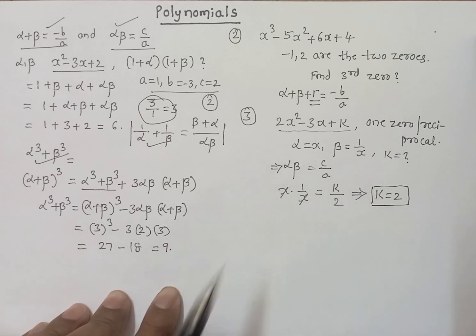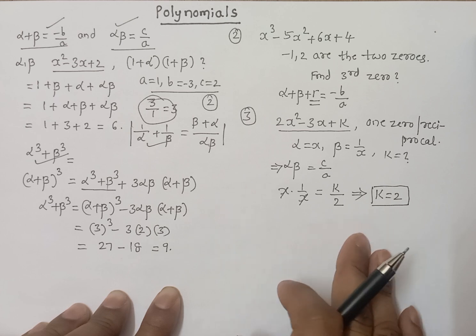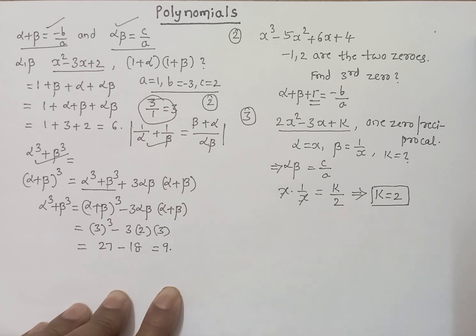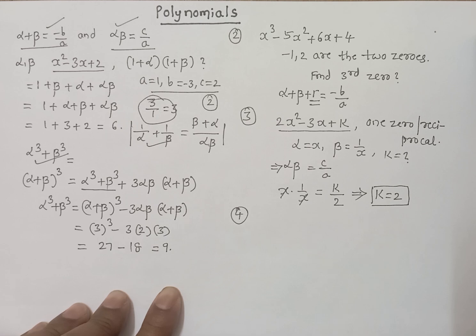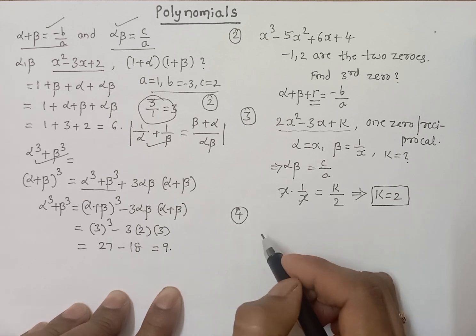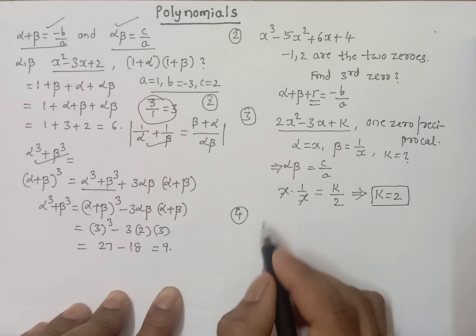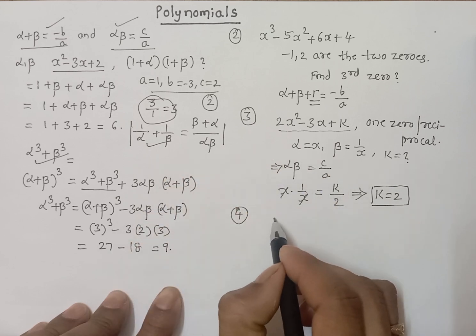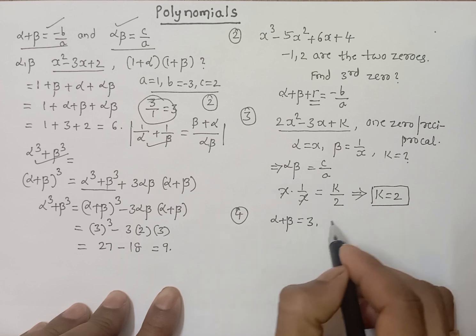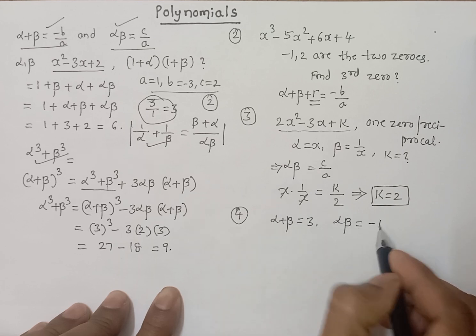So whenever the question asks that one zero is the reciprocal of the other one, this is the method. Sometimes one zero has the same magnitude but the opposite sign may be asked. Like if alpha is x, beta will be minus x. Questions will also be asked in the same model. And finally, finding the quadratic equation when the sum of the zeros and product of the zeros are given to you. Whenever a quadratic equation is given, we can find the zeros. Here it is reversed: alpha plus beta is given, suppose 3, the sum of the zeros, and the product of the zeros is given, suppose minus 1.